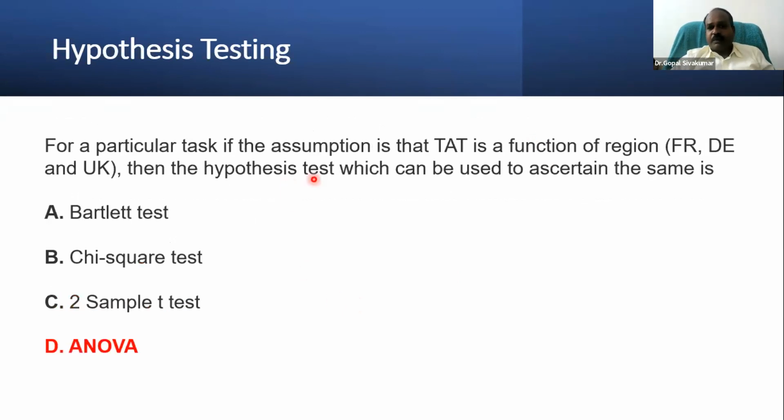Very good. For a particular task, the assumption is turnaround time is a function of region. Then which hypothesis testing can be used to ascertain the same? ANOVA. The point is whether the turnaround time varies because of the region. There are 3 groups, FR, DE and UK, maybe 3 different regions, France, Denmark or something. So there are 3 regions. Is the turnaround time different for different regions? Turnaround time is continuous data, more than 2 groups, so it is ANOVA.